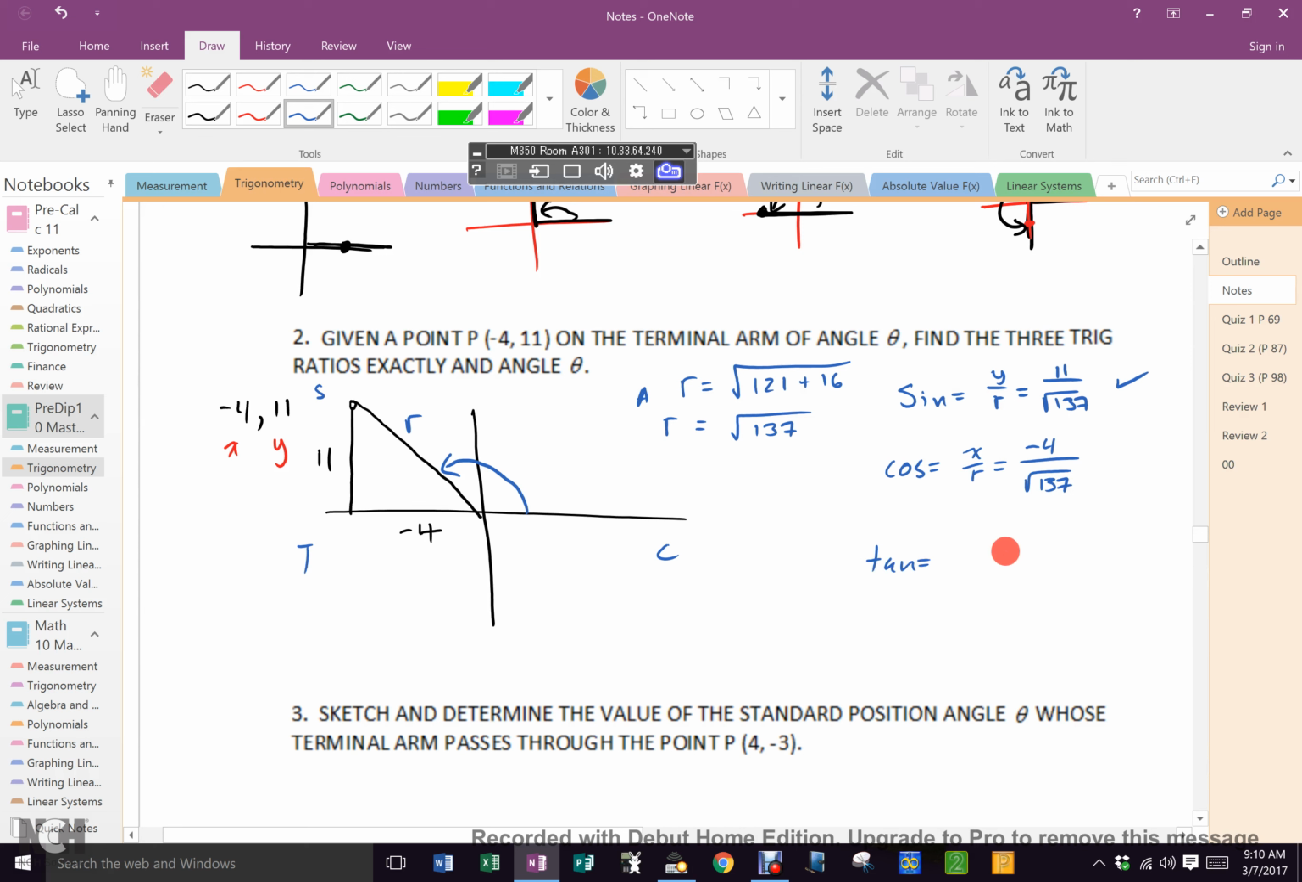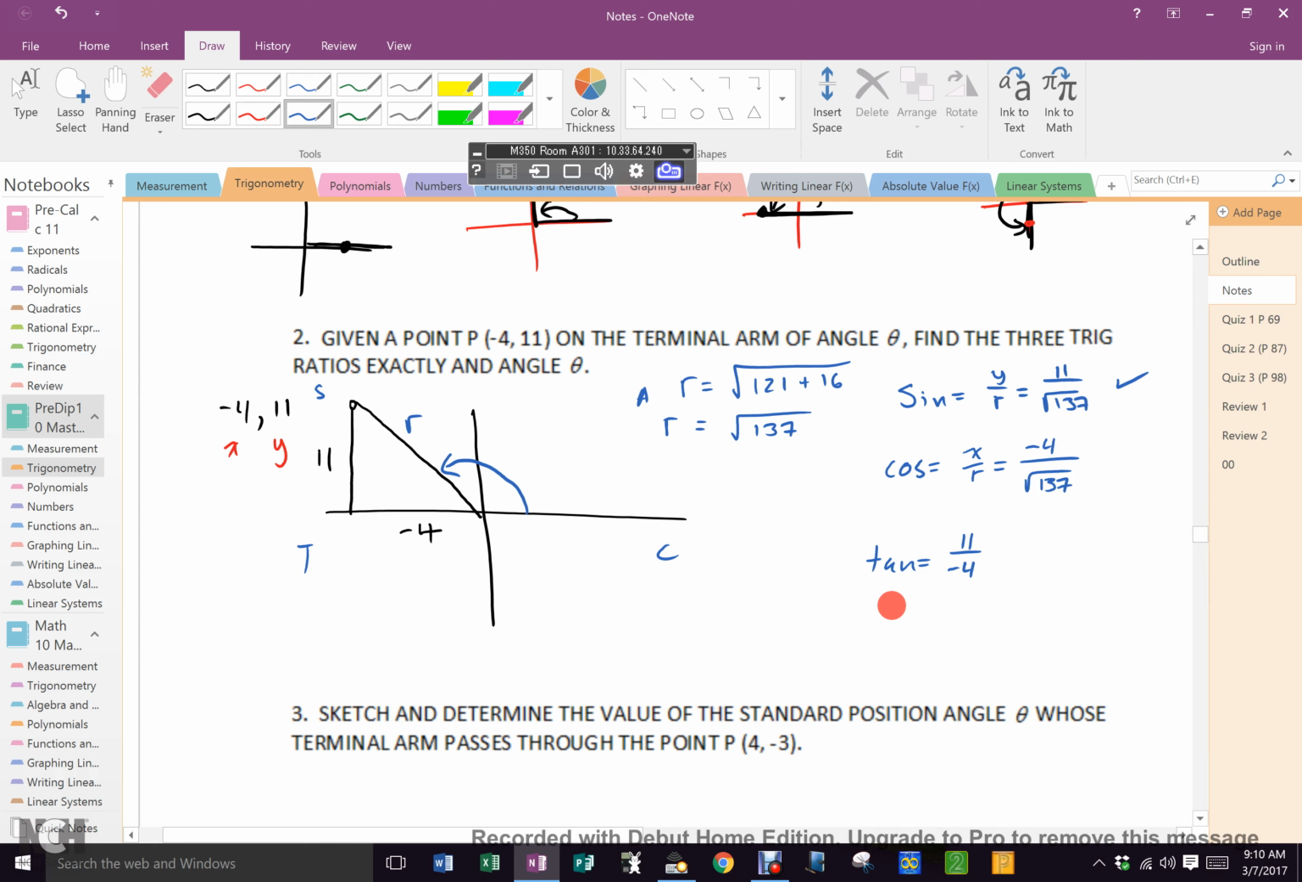And tan is y over x. 11 over -4. Still negative, and we're right. Is everybody good? Have we answered the question? No, not totally. We have the three trig ratios. Now we have to find the actual angle. What do we use to find an angle? Shift tan or tan? Shift tan. Or shift sine or shift cos, obviously. Why did I say shift tan this time? Tan's a lot prettier to work with than these guys, isn't it? So we're going to use tan.